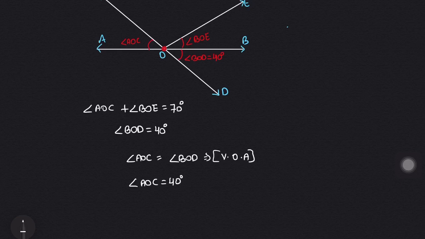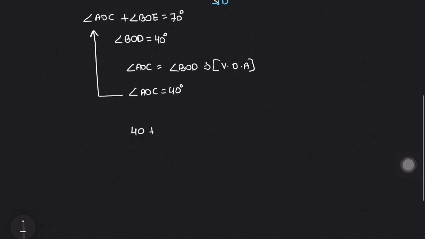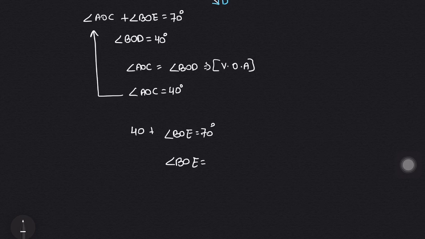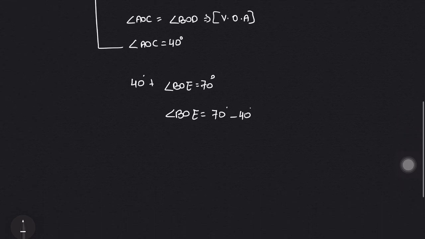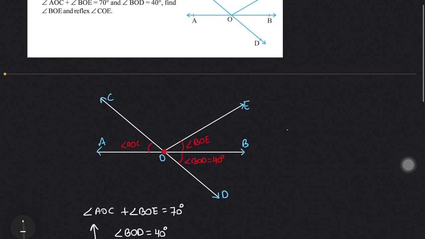So just replacing the value here: 40 plus angle BOE is equal to 70 degrees. Then angle BOE is equal to 70 minus 40 degrees, equal to 30 degrees. So this is also 40 degrees and this one is 30 degrees. Done. Angle BOE is completed, and now we find reflex COE.